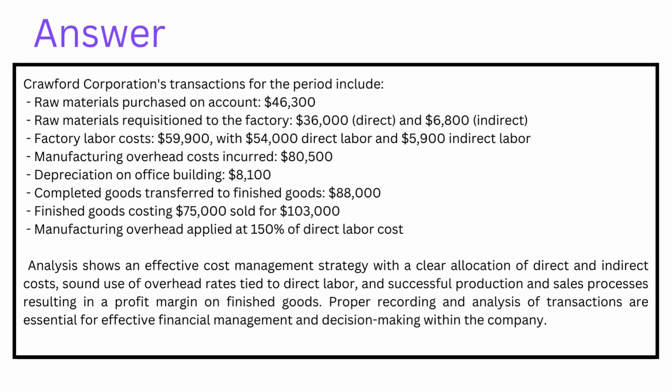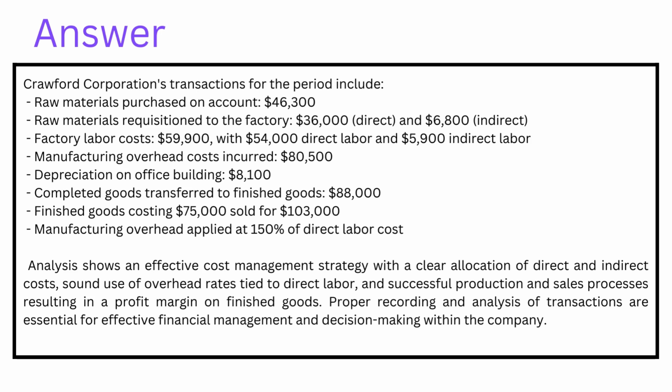to the factory $36,000 into direct and $6,800 indirect. Factory labor costs $59,900 with $54,000 direct labor and $5,900 indirect labor. Manufacturing overhead costs incurred $80,500. Depreciation on office building $8,100. Completed goods transferred to finished goods $88,000. Finished goods costing $75,000 sold for $103,000.